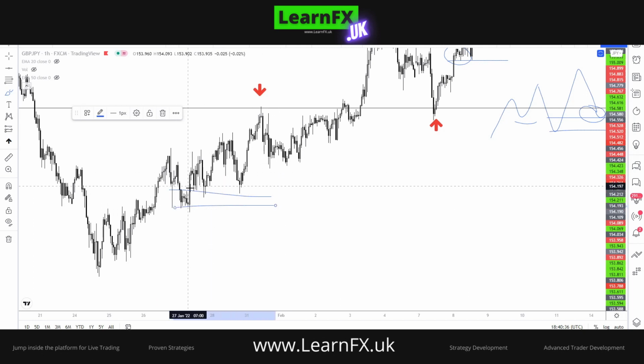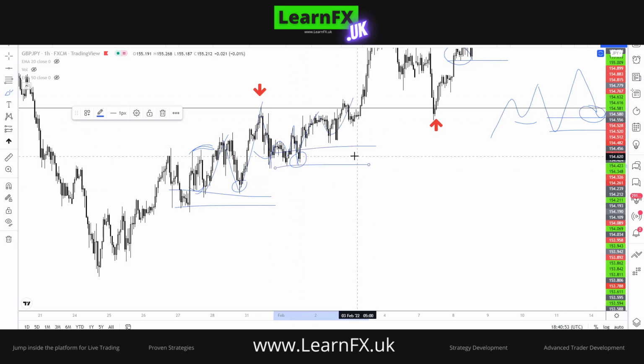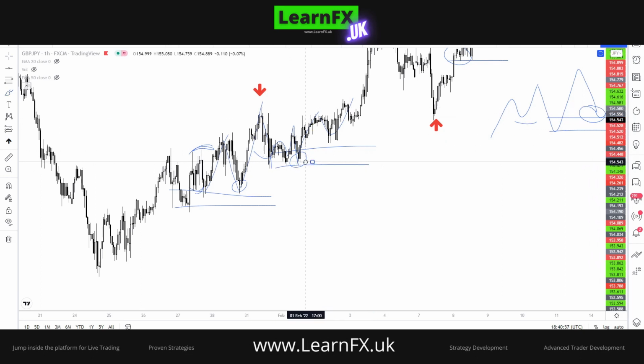Really, we know that it's liquidity generation from both sides, and mitigation from both sides. Okay, liquidity generation, mitigation. So after it forms, you're going to see it as a level of support.